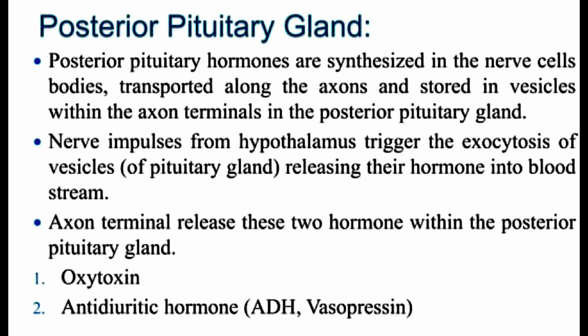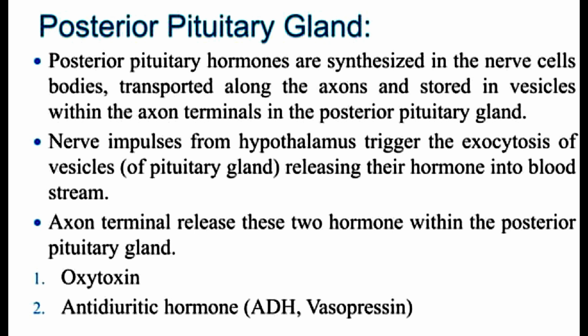What are the hormones that are produced by the posterior pituitary? They are ADH, antidiuretic hormone or vasopressin, and second is oxytocin. The posterior pituitary does not secrete any hormone. ADH and oxytocin are synthesized in the hypothalamus. From the hypothalamus, these hormones are transported to the posterior pituitary through the nerve fibers of the hypothalamo-hypophyseal tract.